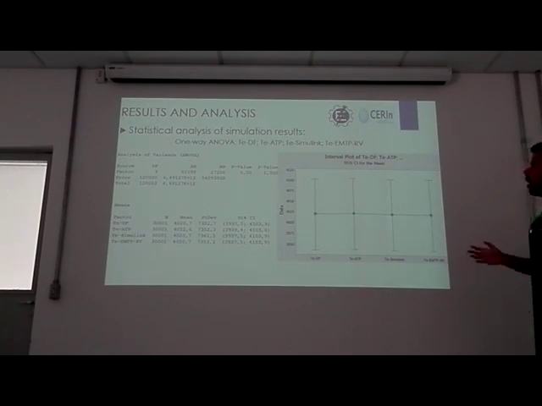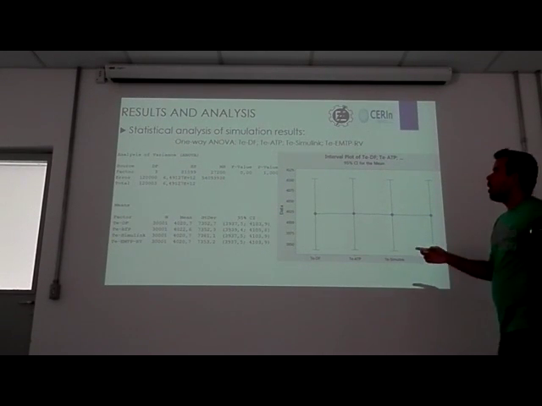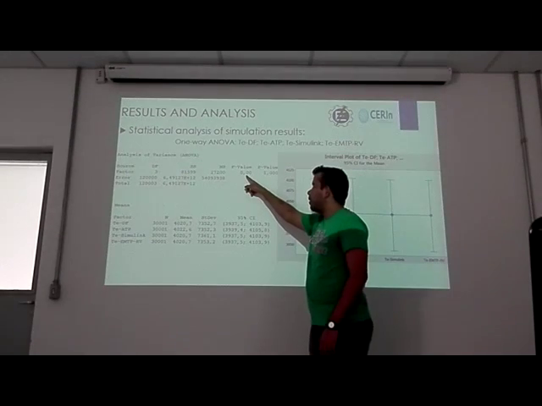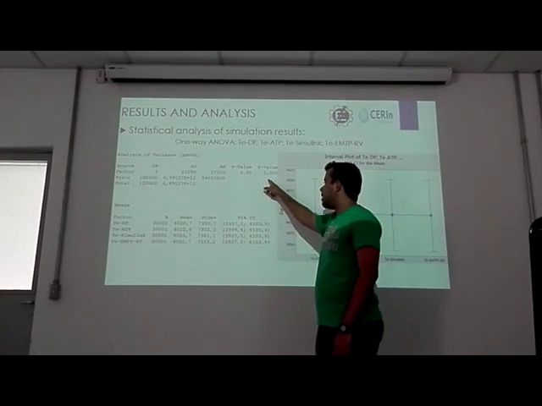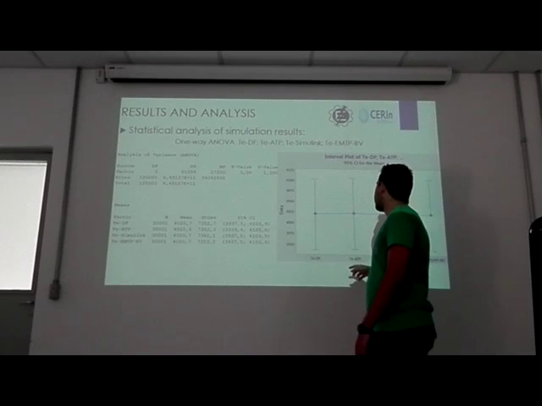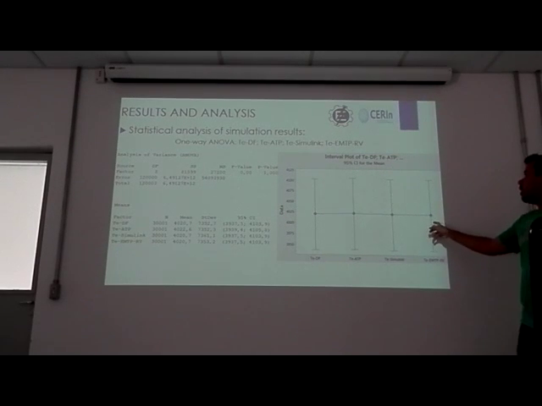So now I have conducted one-way ANOVA for the electromagnetic torque in all the models that I have compared, and again we get F value equal to 0 and the P value is equal to 1. So the conclusion is there is no difference between the models until now.